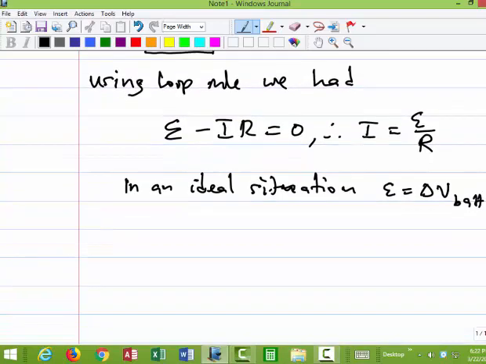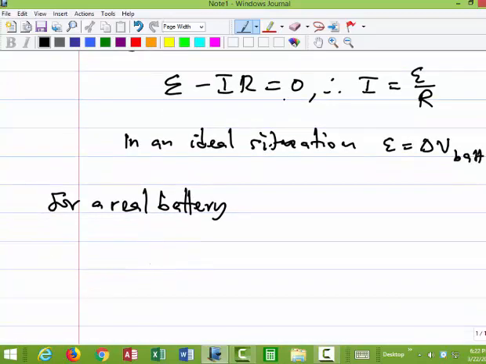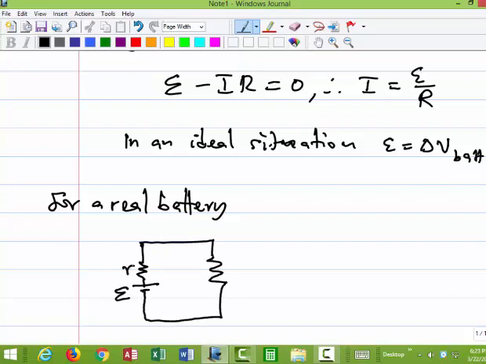If we want to look at a real battery, we can say that the battery is connected in series with a small internal resistance. So we have our battery again, and then a small internal resistance connected in series with it, and then we connect our regular resistance R. So this is E again. We shall use lowercase r for the internal resistance and uppercase R for our external resistance. So this is the battery right here. It has an internal resistance.